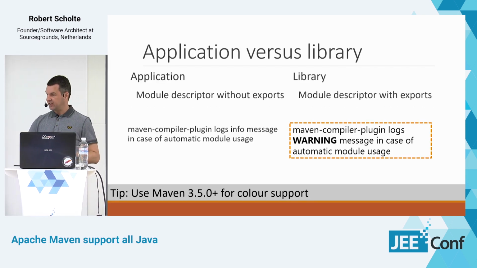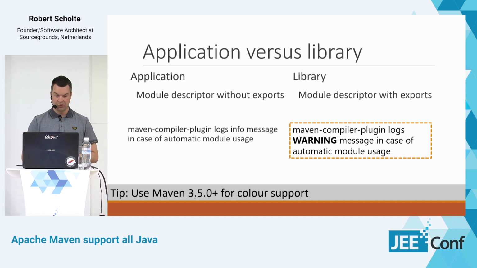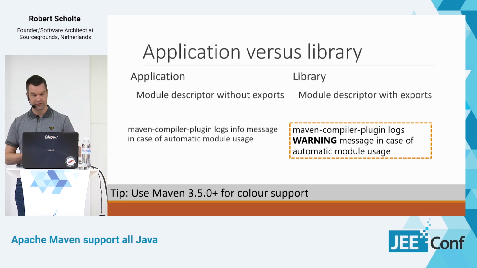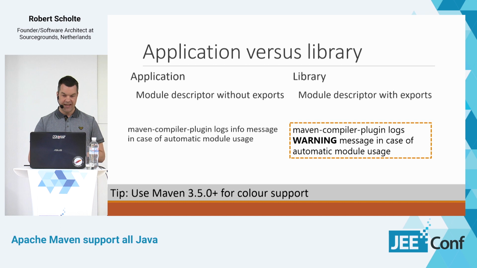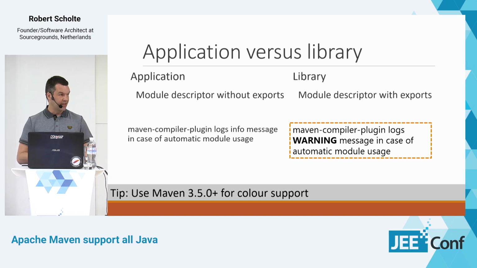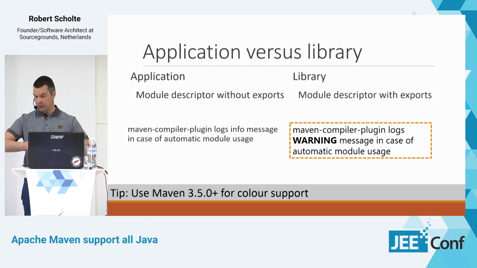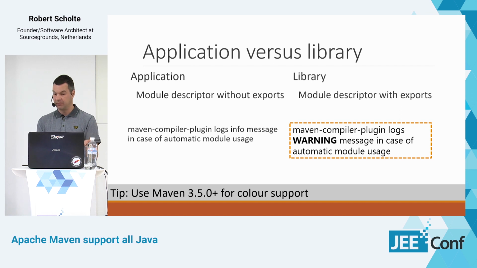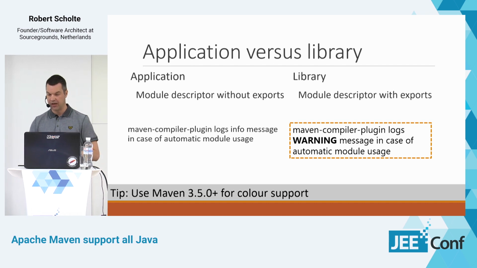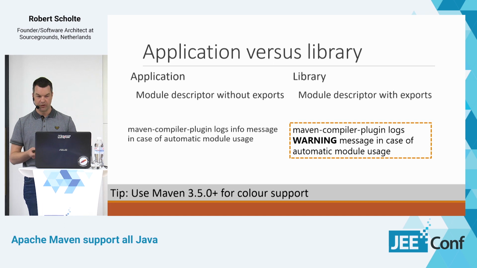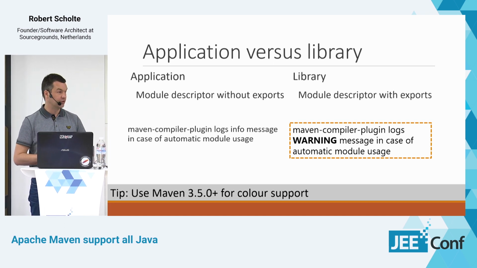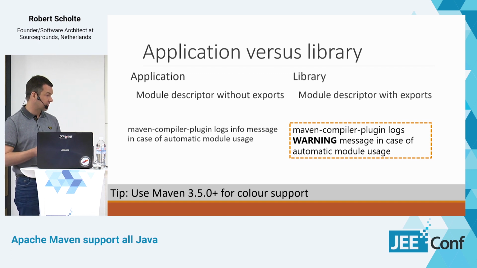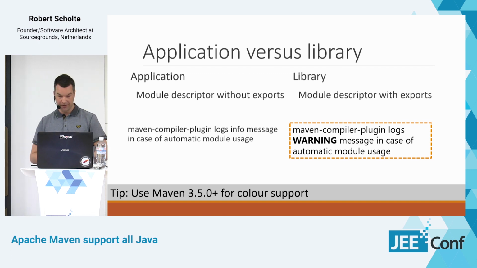So the latest Maven compiler plugin will also warn you in case you are referring to automatic modules. And it will also recognize if you are an application or not. It's actually based on the exports. If you don't export something, you are probably an application. Otherwise, you are a library. And based on that, it can show you an informational message or a warning. And if you are using at least Maven 3.5, you have colors, and you will see it immediately.